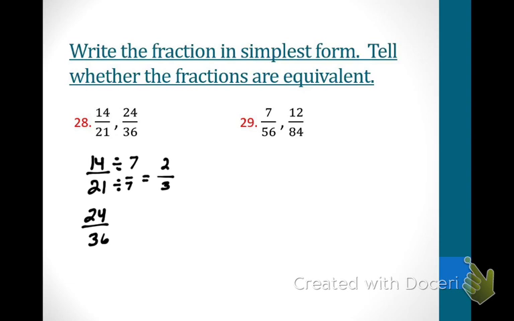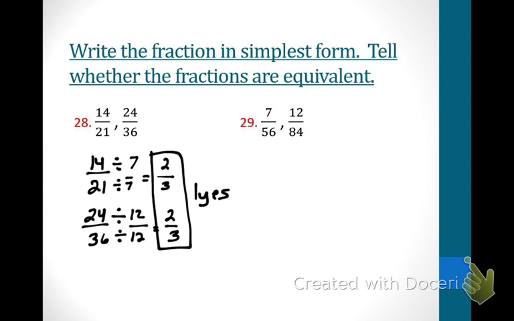What's the greatest number that can go into both of them? A 12. Divide by 12 on top and on bottom, and what do you get? 2/3. Are those equivalent? Yes, they are. So you're simply going to write the word yes.